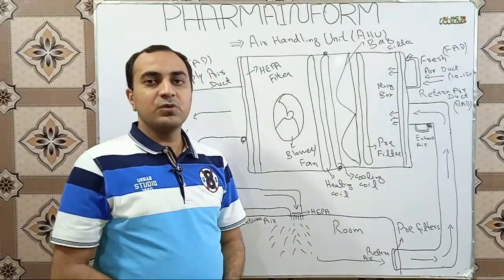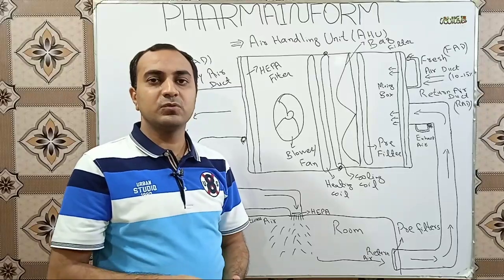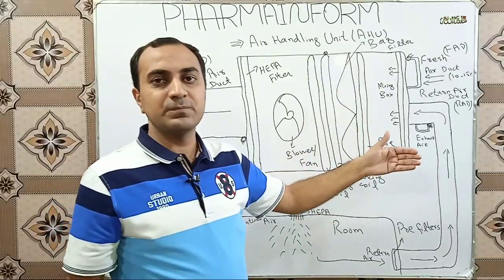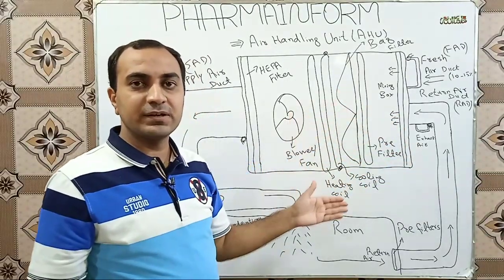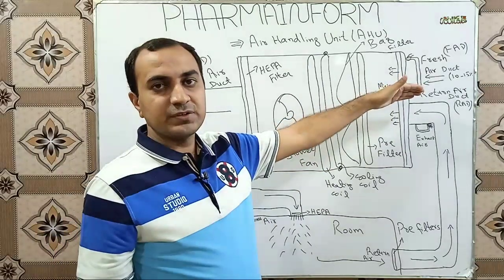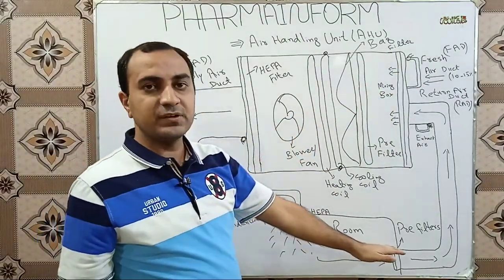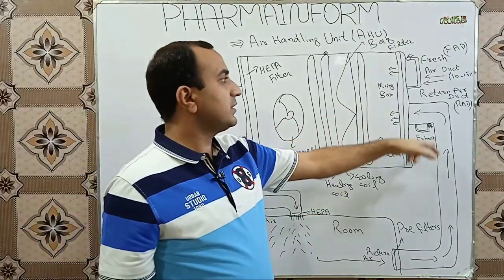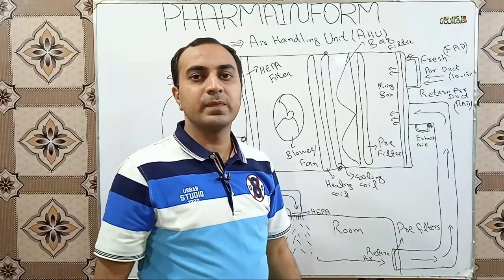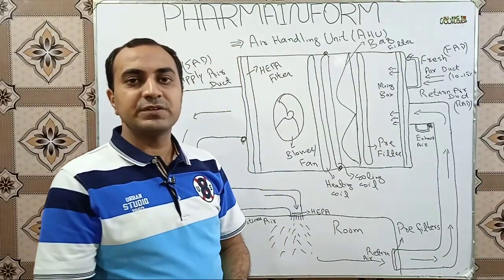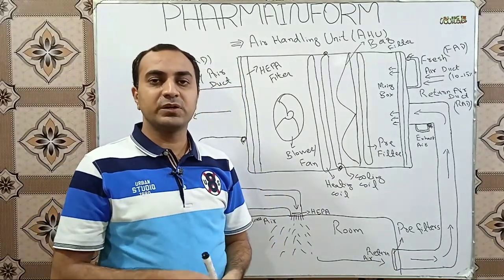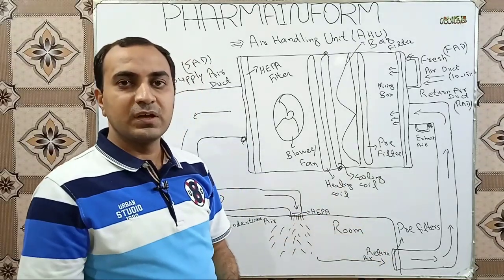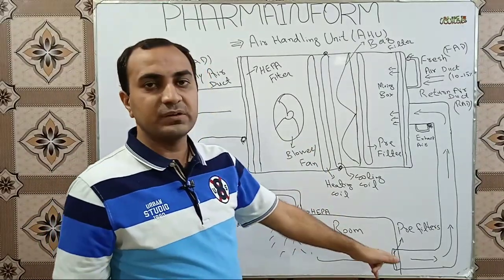Before starting the video, I would like to explain that for HVAC we have two possible mechanisms. In one case we use 100% fresh air and waste the exhaust air. In the second case we use a combination of return air and fresh air. The 100% fresh air is used in those cases where we are dealing with dangerous chemicals or fumes, and we do not use the return air.